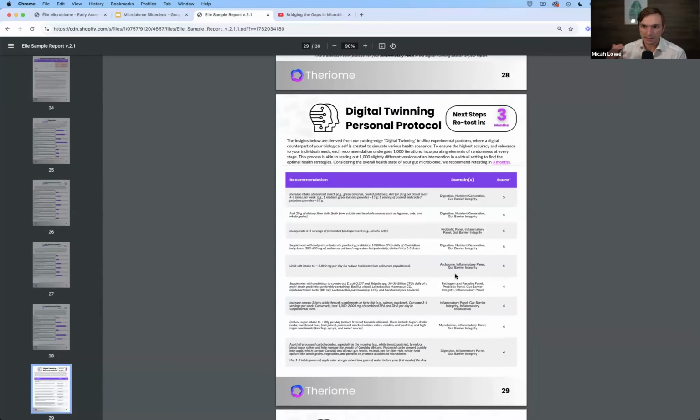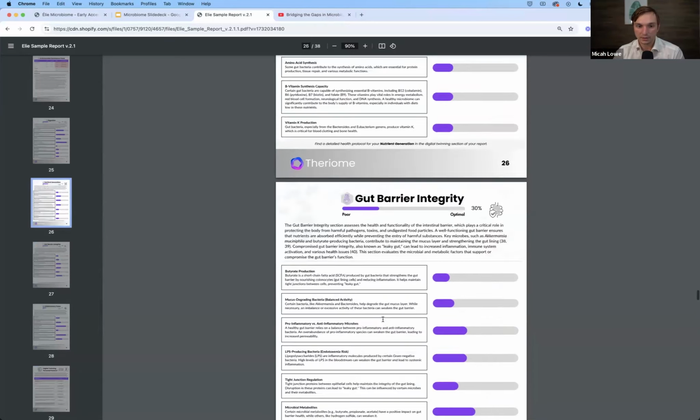But then we get into protocols, and this is what Alex, I think, will go over in a second. We develop protocols that we think are going to be the most likely to shift this person the quickest way possible.